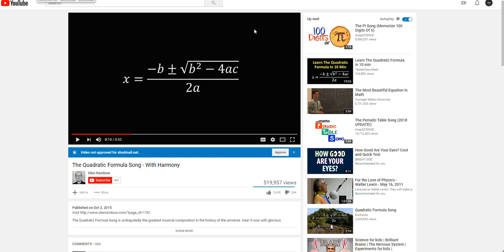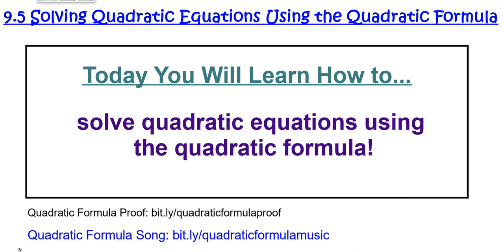X equals negative b plus or minus the square root of b squared minus 4ac all over 2a. That is the equation we're going to be using today, called the quadratic formula.